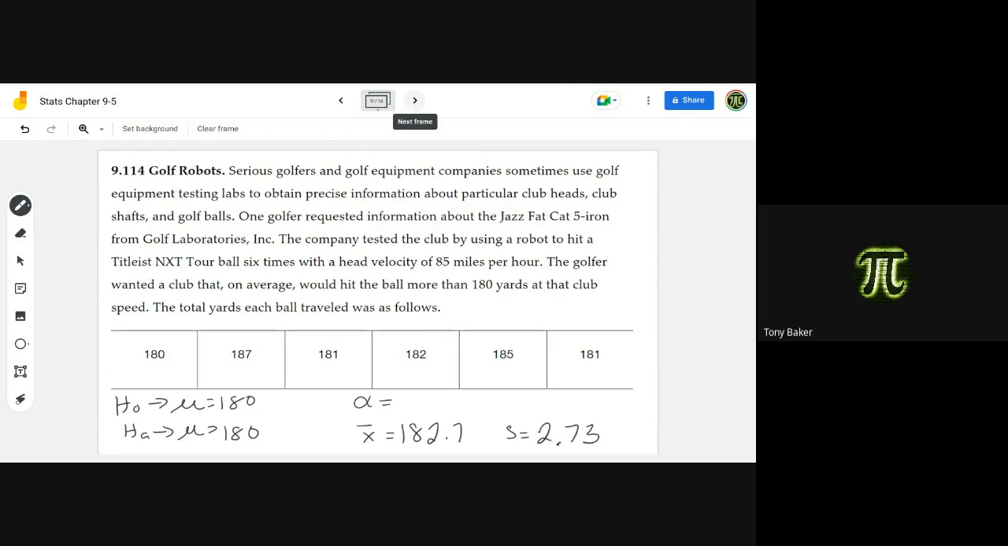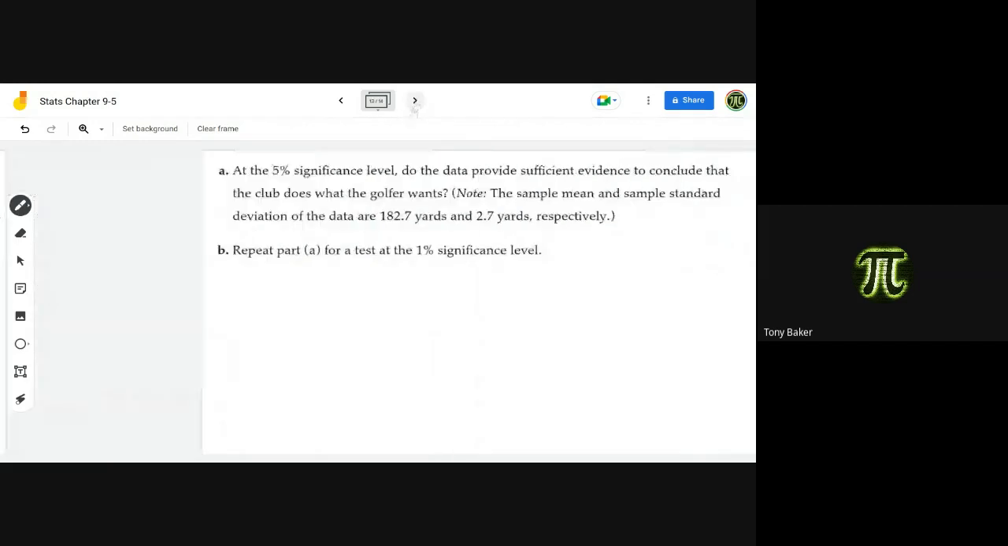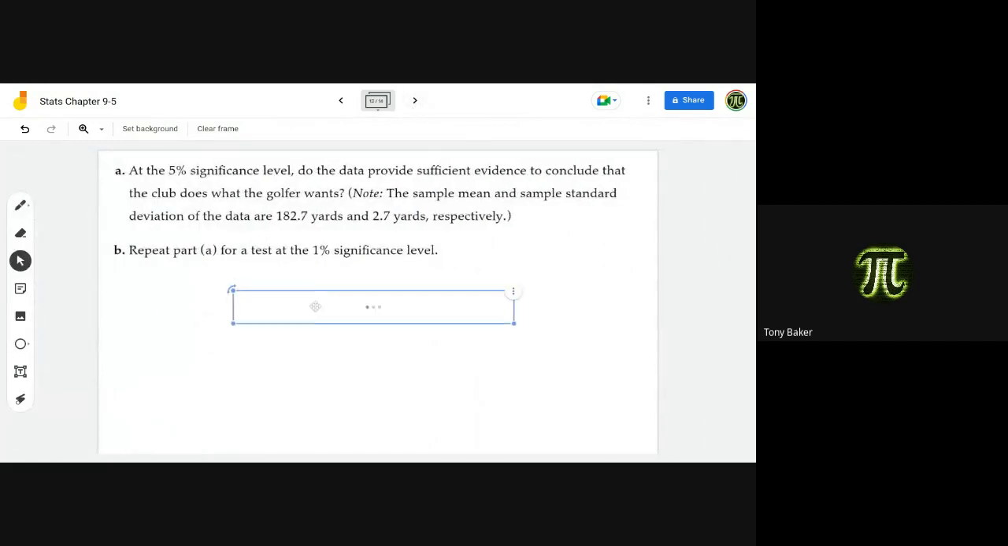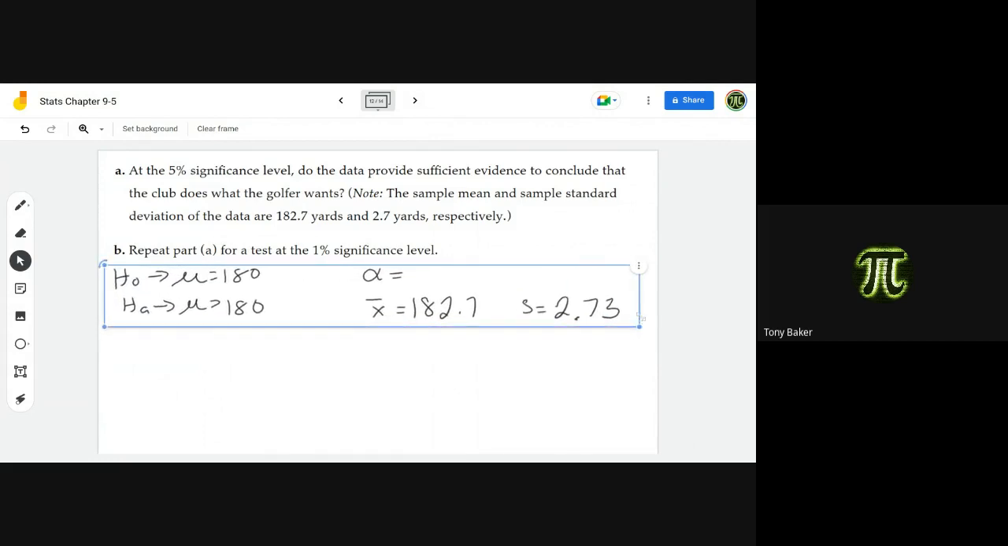All right, what was the significance level? Oh, I didn't give you the significance level for this one yet. That's on the next screen. All right, let's look at it. So my first one we're going to look at was a significance level of 5%, so 0.05 is my significance level. So we'll do A first.